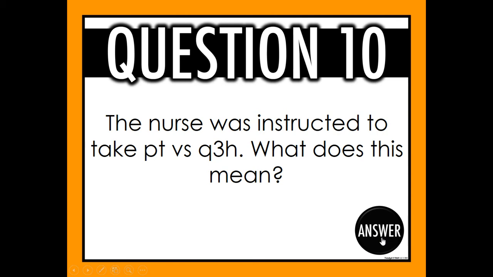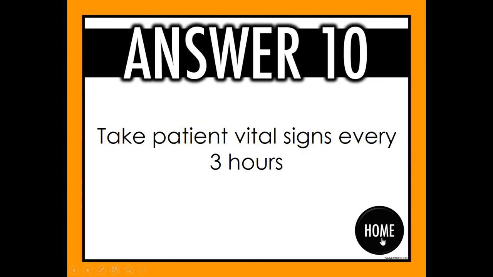Okay, let's look at the answer here. Take patient, okay, PT lowercase is patient, VS is vital signs, and remember VS can be vital signs when it's lowercase or capitalized, and then Q3H. So we know that QH is every hour and QOH is every other hour, and if we add a number in between those, it just becomes every 3 hours, okay? Every 3 hours.